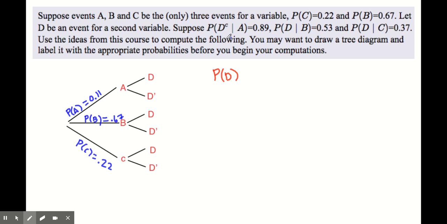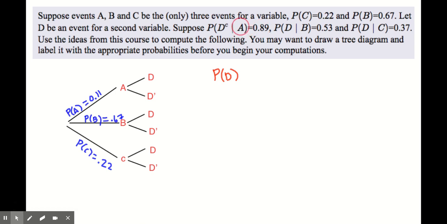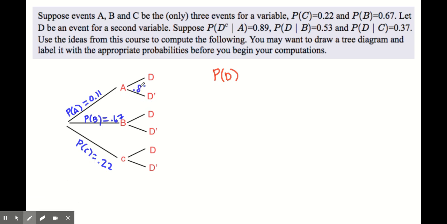We're also given the probability that D does not happen. Let's go back here. The probability that D does not happen given A is 0.89. Notice that we're being told that A happens, so the branch that we care about is the one on the top. Given that A happens, we stop there. Then we're looking at the probability of D not happening, so that's going to be down here onto this branch. I'm going to mark this with the probability of D complement given A is 0.89. I don't have enough room to write the notation, so we'll just write the numbers.